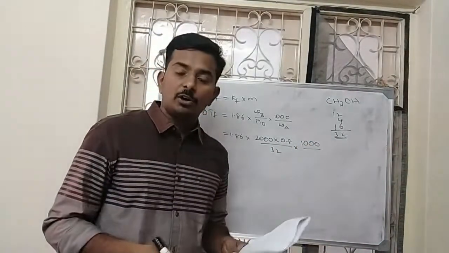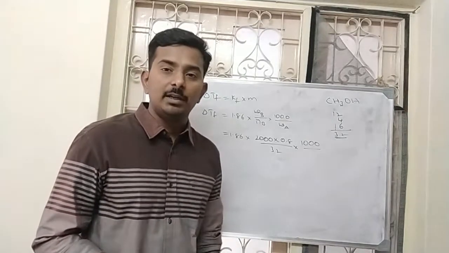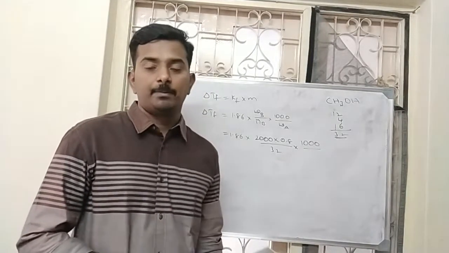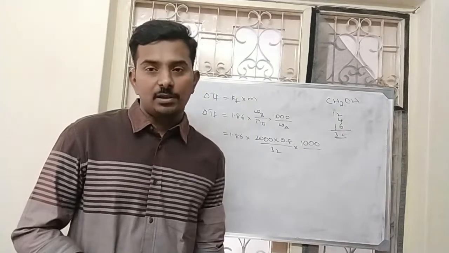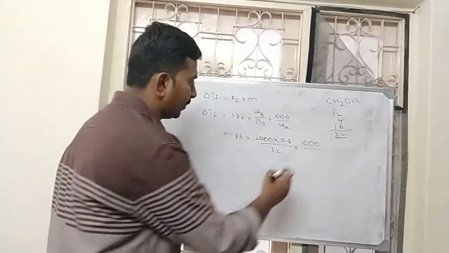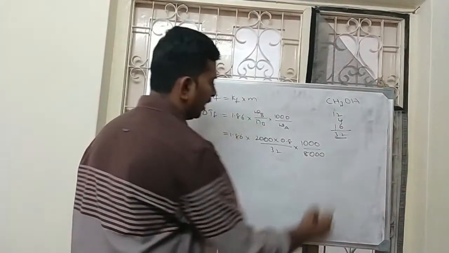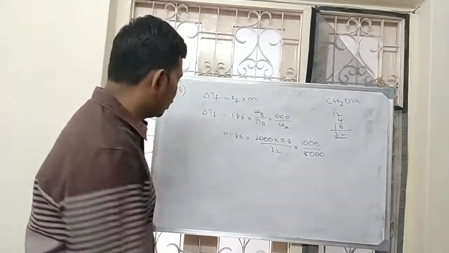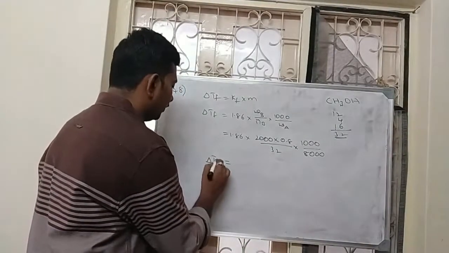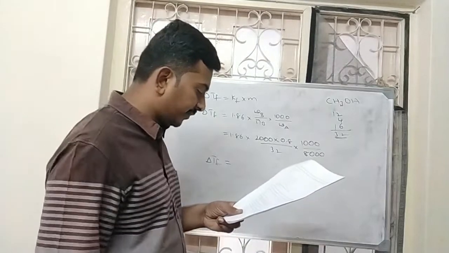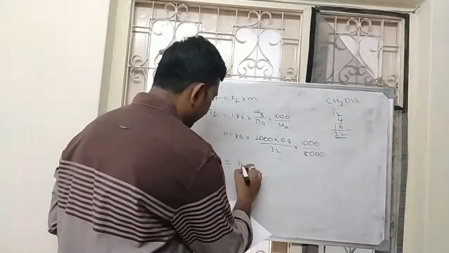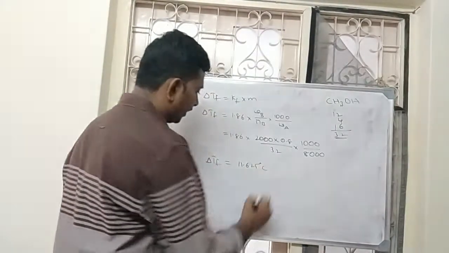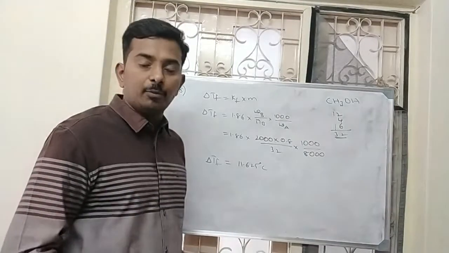For water also, mass is not given, instead volume is given. Volume is 8 liters. We know that for water density is 1. So 8 liters means 8000 ml, and the mass will be 8000 grams. If we simplify, we will get the value of delta Tf as 11.625 degrees centigrade. This is the depression in freezing point.